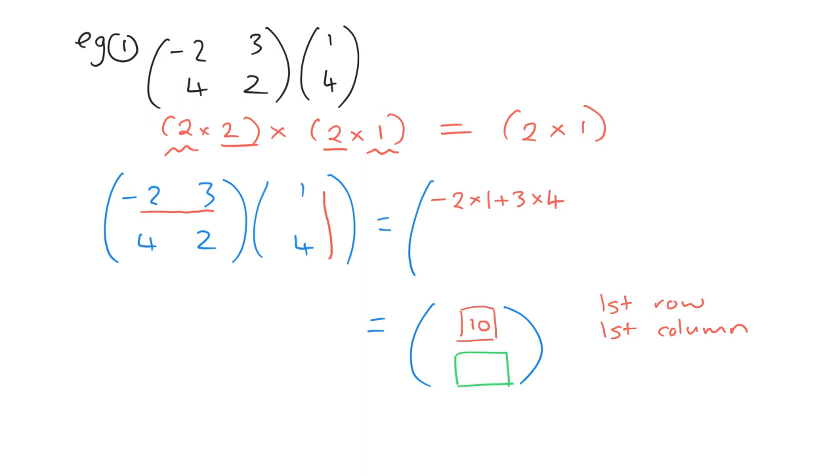For the green square then, it's in the second row and the first column. So we multiply the second row of the first matrix by the first column of the second matrix. So it's 4 by 1 plus 2 by 4. And that gives us 4 plus 8, which is 12.